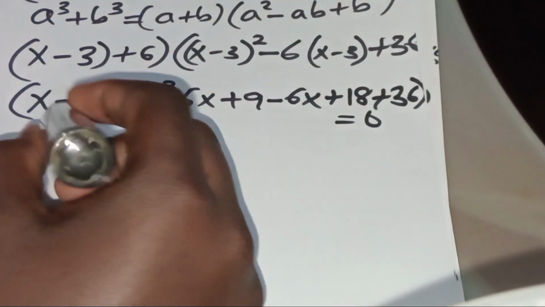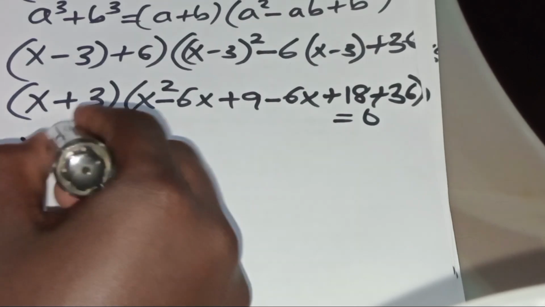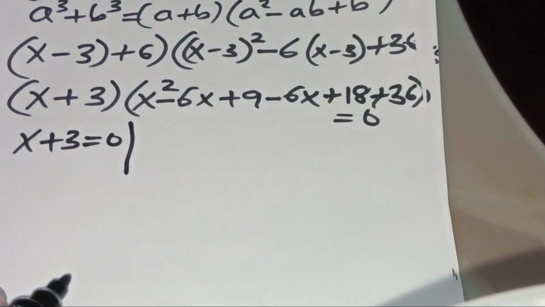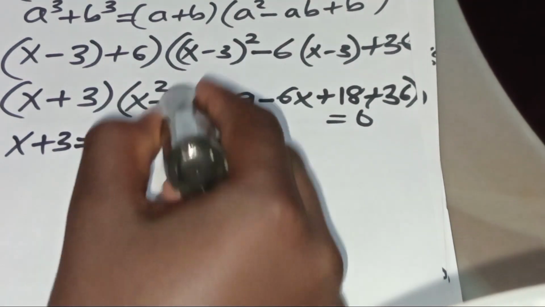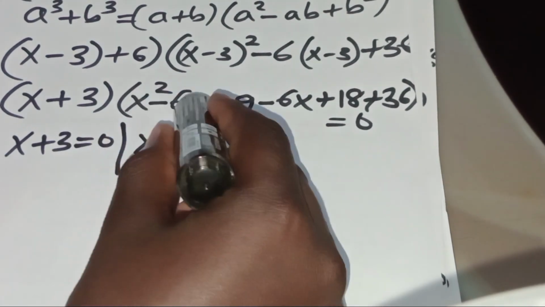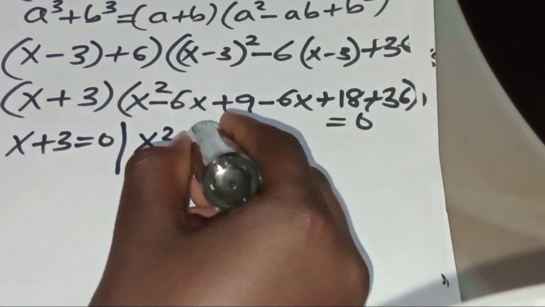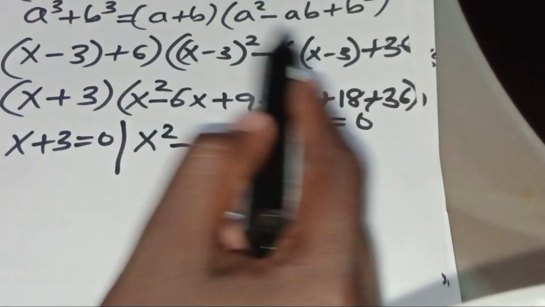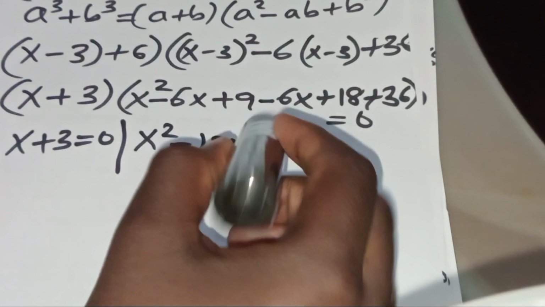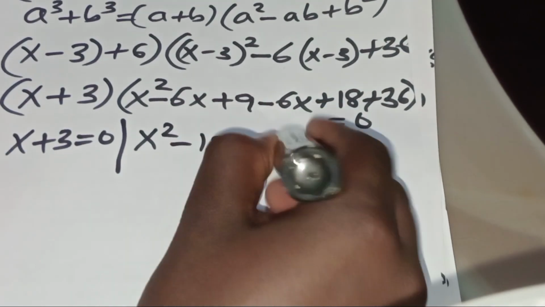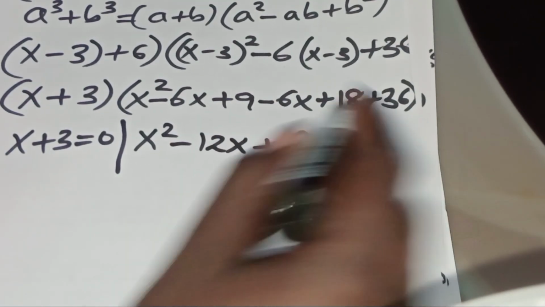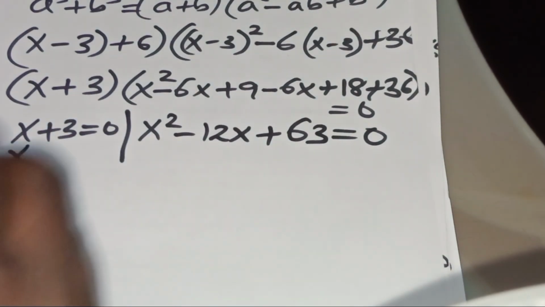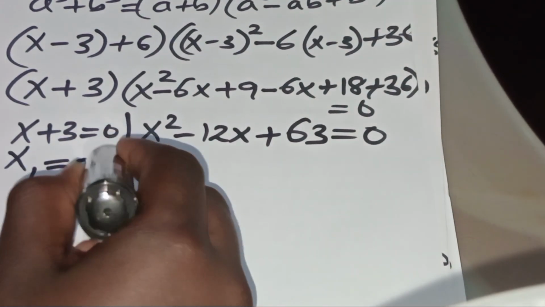Now from what we have here, we have two parts. Basically x + 3 = 0 as the first part. The second part: x^2 - 6x - 6x, which is -12x, then 18 + 36, which is 54, plus 9, which is 63, equals 0. For the first part, we have a real solution, x1 = -3.